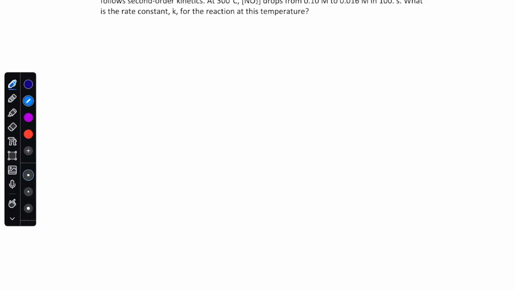Question 9. This reaction follows second order kinetics. Key piece of information. And we're saying that the concentration of NO2 drops from this value to that value. So this would be our initial concentration, and this would be our final concentration, A. And it happens in 100 seconds, and that's our T. What is the rate constant K at this temperature?